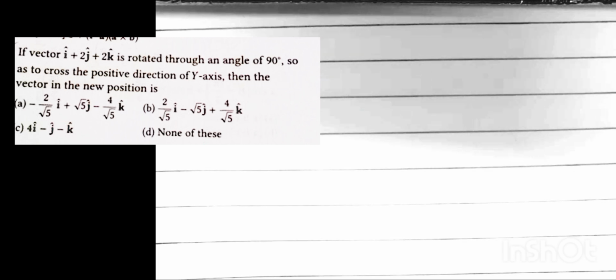It says if vector i cap plus 2j cap plus 2k cap is rotated through the angle of 90 degrees so as to cross the positive direction of y-axis, the vector in the new position is, and you've got four options. Now here I would want you to note this very crucial information that the vector crosses the positive direction of y-axis. So let's try to analyze the vector.